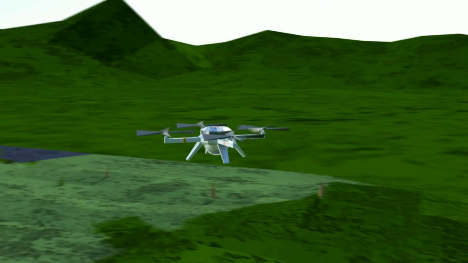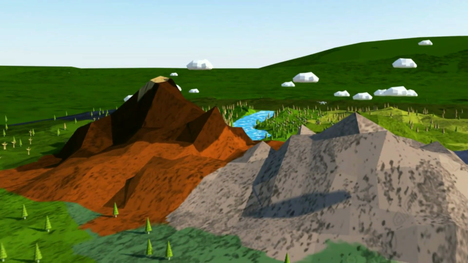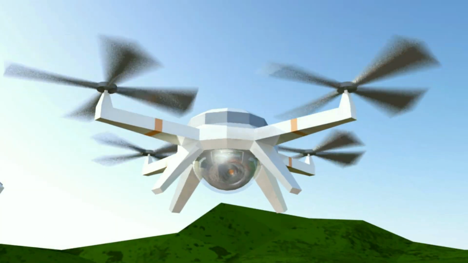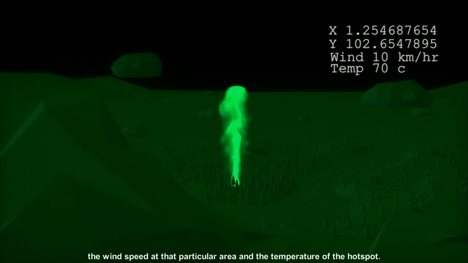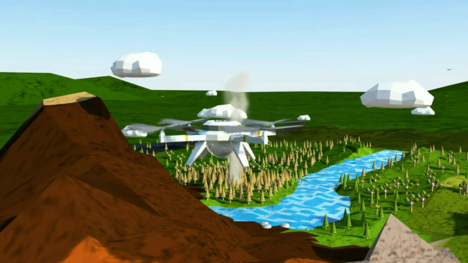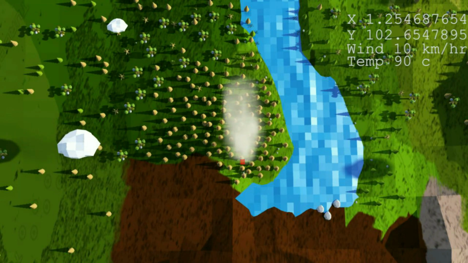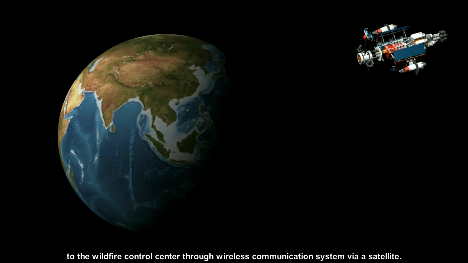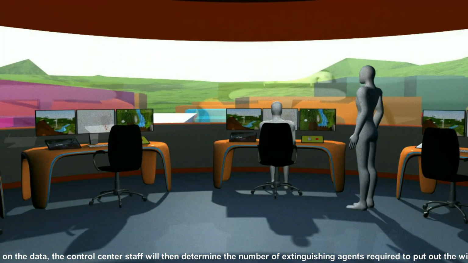An unmanned drone patrols the area that it's allocated. With sensitive infrared sensors, it detects the fire location at its early stage. Details recorded include the coordinates of the wildfire, the wind speed at that particular area, and the temperature of the hotspot. Using an advanced GPS system, the drone then transmits the data to the Wildfire Control Center through a wireless communication system via satellite. Based on the data, the control center staff will then determine the number of extinguishing agents required to put out the wildfire.